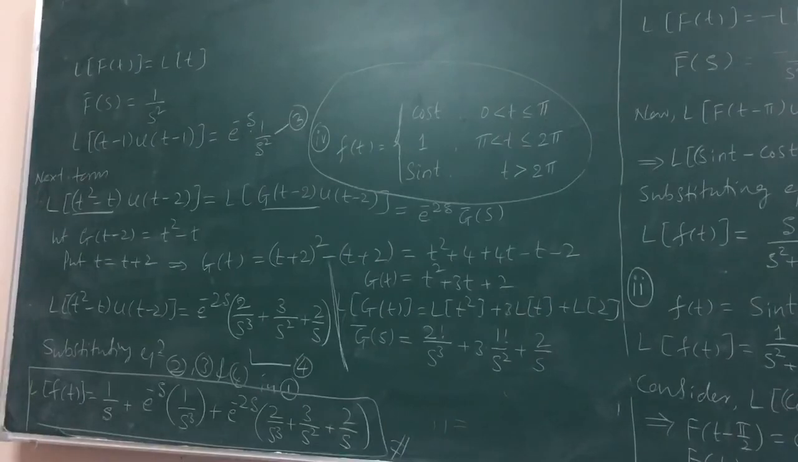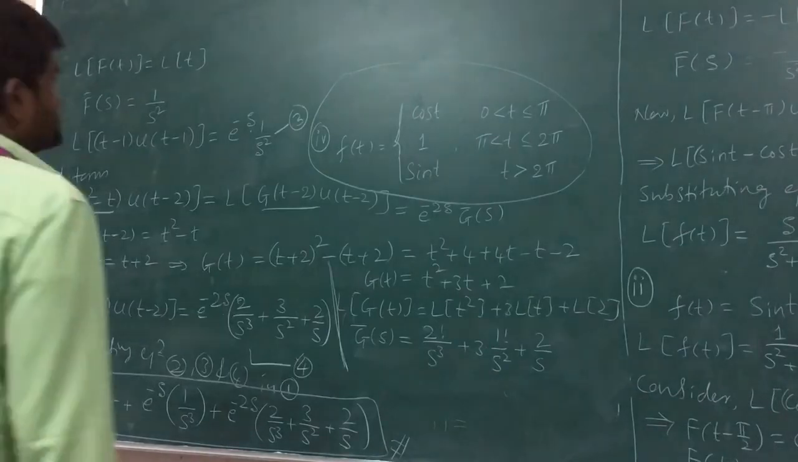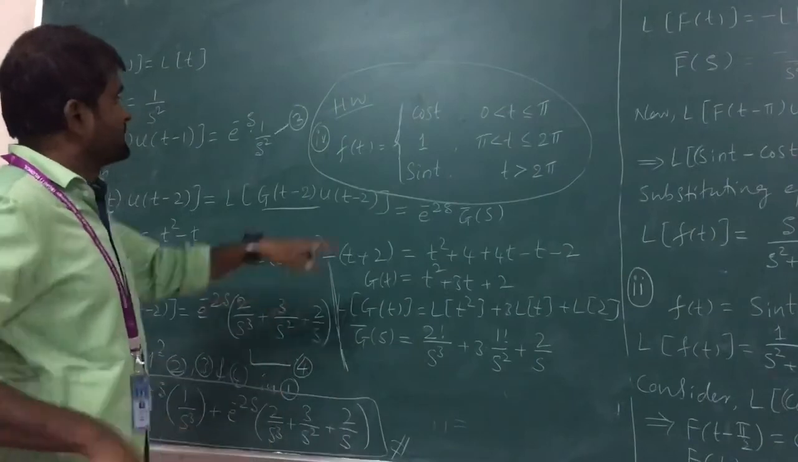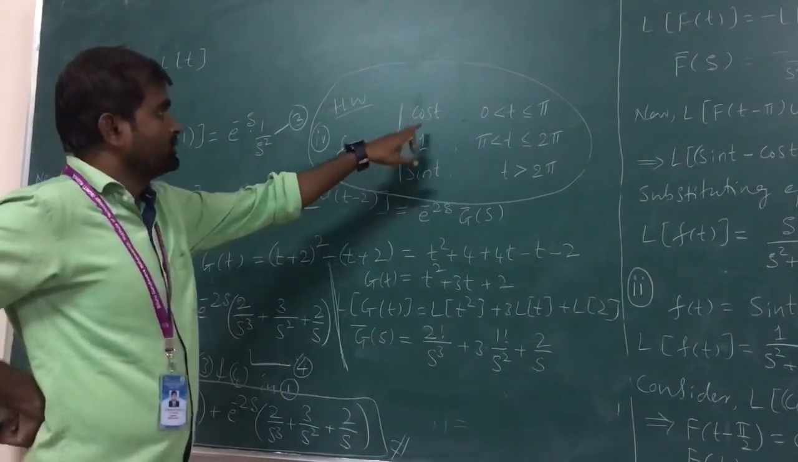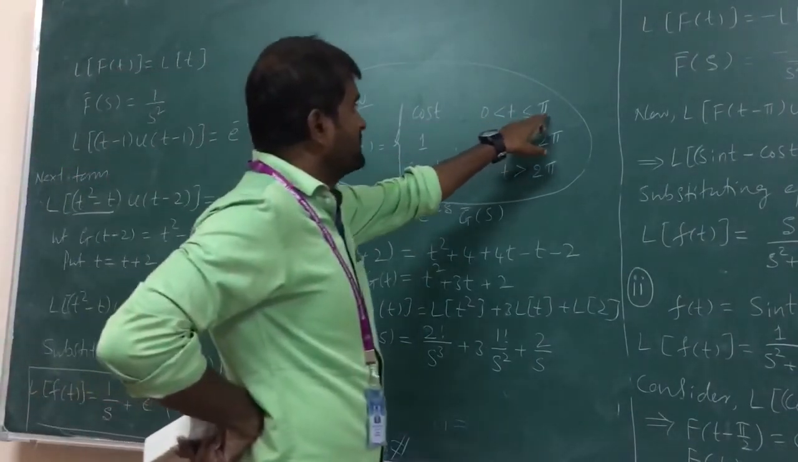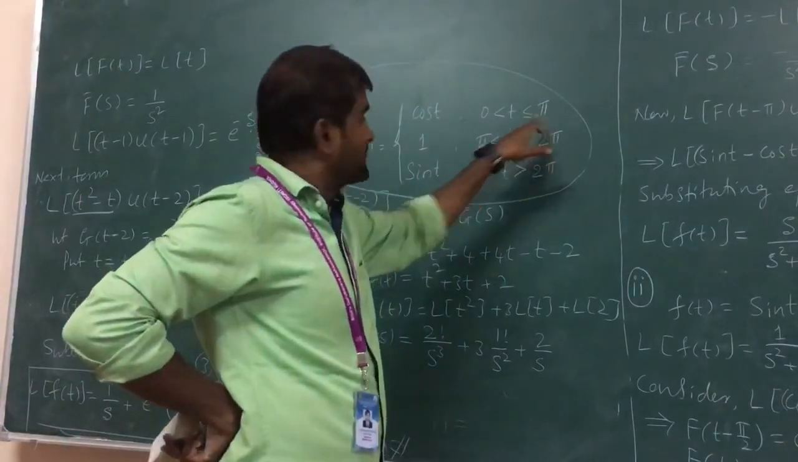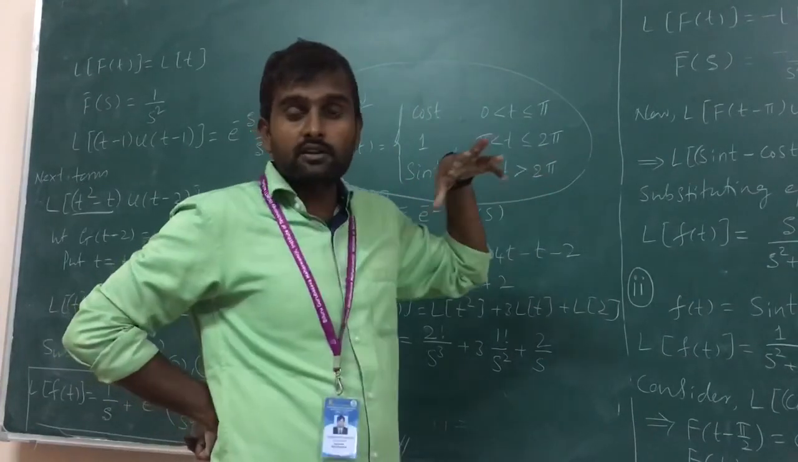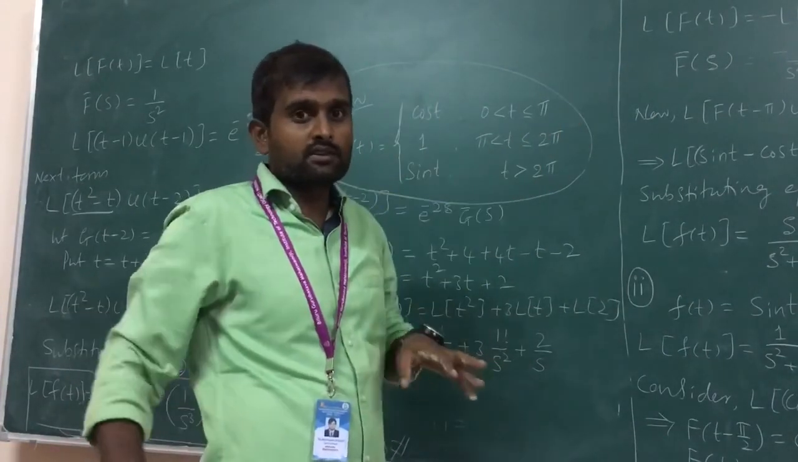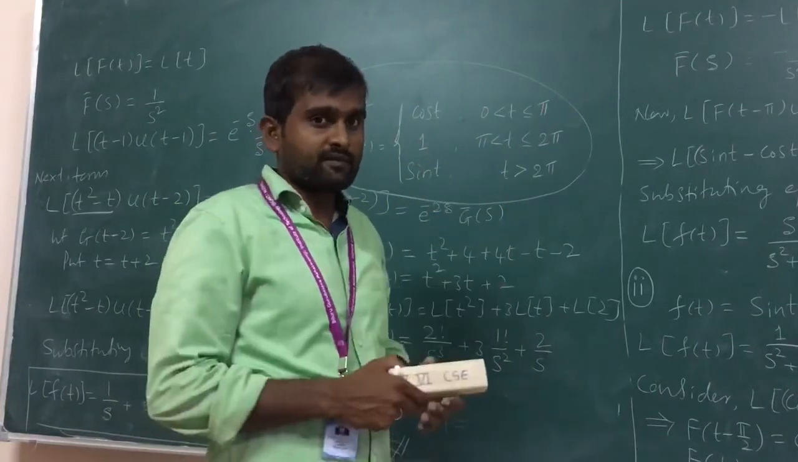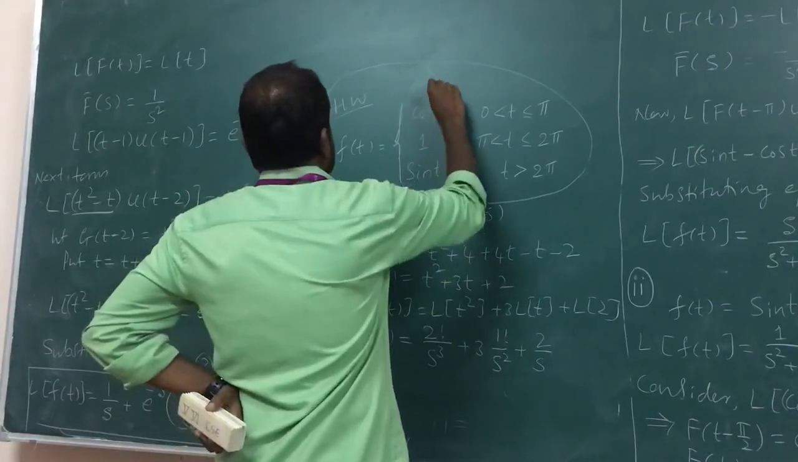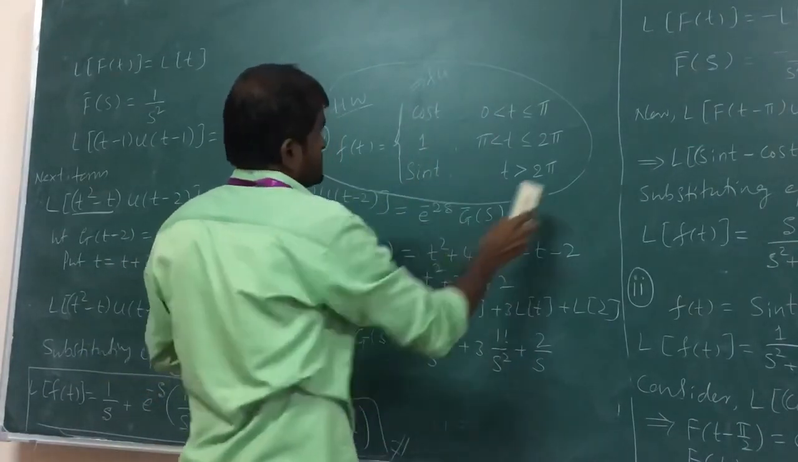Clear? Now similarly, you can try this example, the fourth one, with the same method. The fourth one is f of t equal to cos t in the interval 0 to pi, then sin t in the interval pi to 2 pi, and similarly for 2 pi to infinity. Same idea: I will write f of t like this.